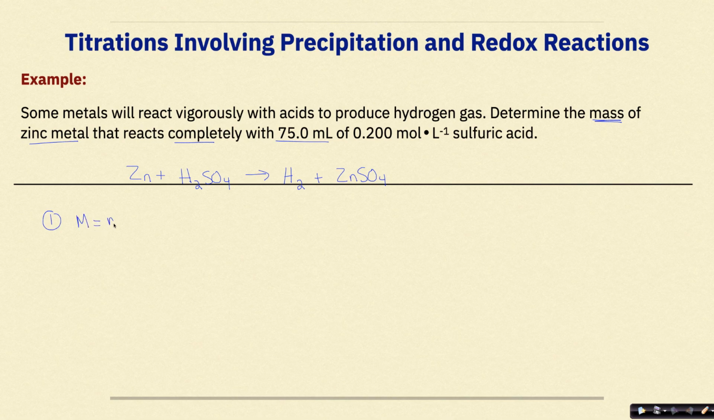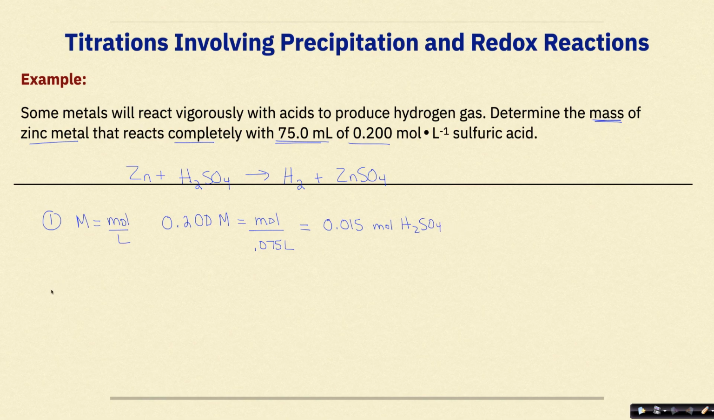So step 1, use the molarity formula. Molarity is equal to moles over liters to figure out moles, because I have 75 milliliters of 0.2 molar sulfuric acid. So let's figure out moles of sulfuric acid. 0.200 molar sulfuric acid, solving for moles, and it's 75 milliliters, so that means 0.075 liters. I'm going to cross multiply, and when I cross multiply, I'm going to get 0.015 moles of H2SO4, because I'm going to label everything.